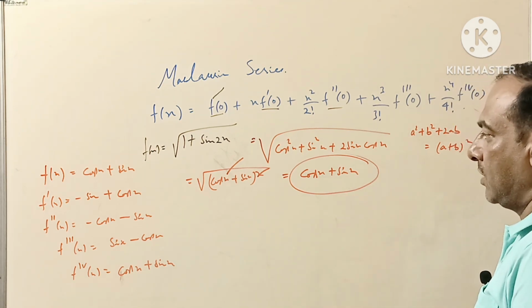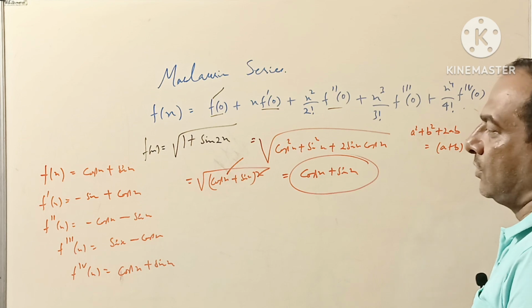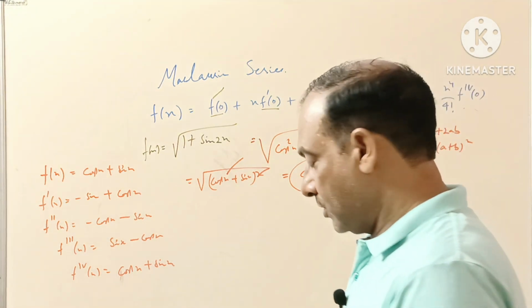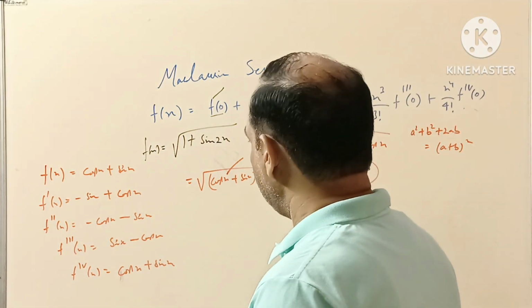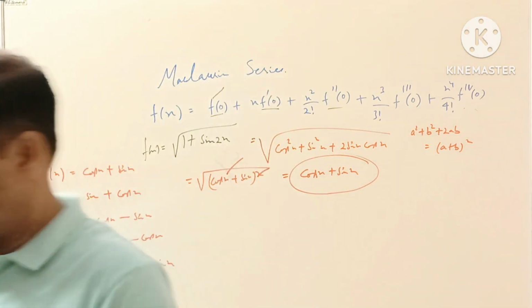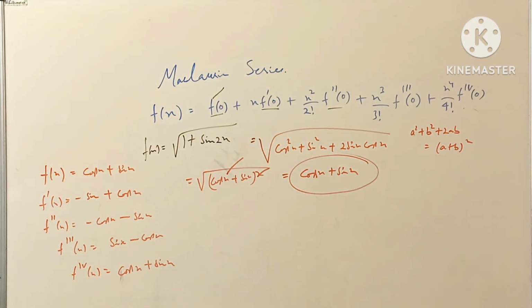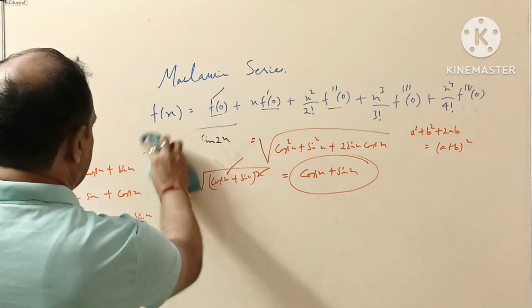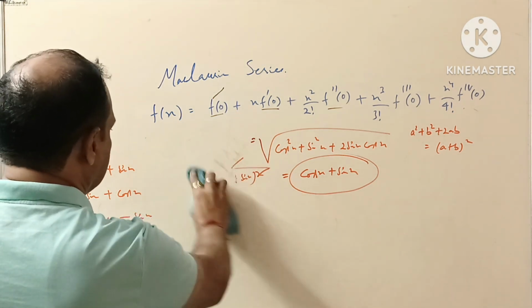Now I have to find the values when x is equal to 0.